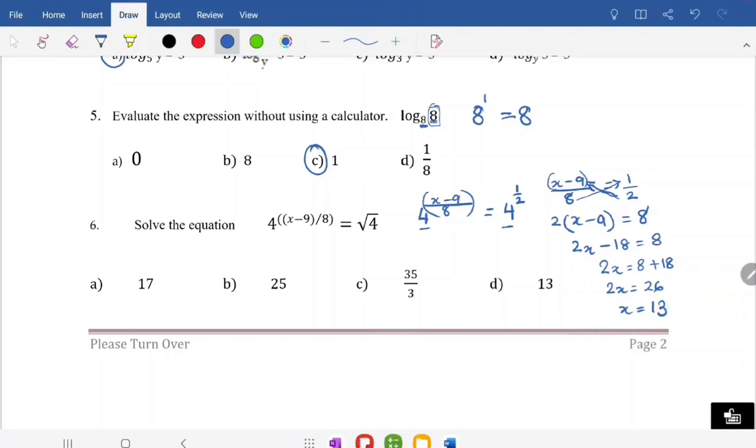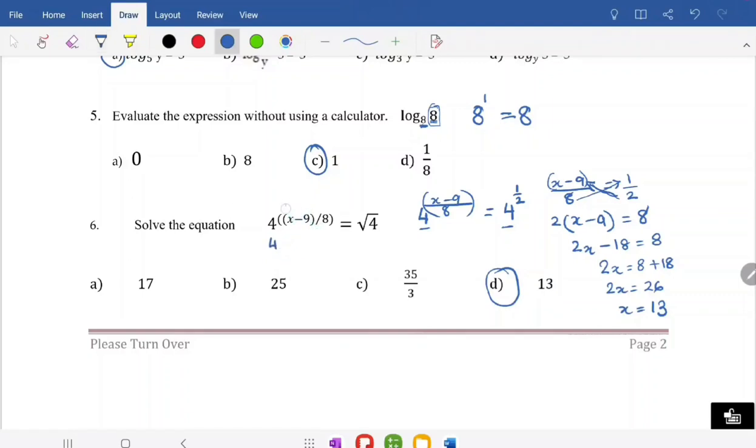But you may want to just check, plug in 13 into this equation and make sure both sides are equal to each other. Okay, but we do have a 13 in our solution, which is D, so I'm going to mark that, but let's anyway go ahead and do the cross check.